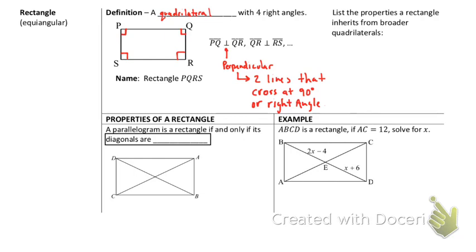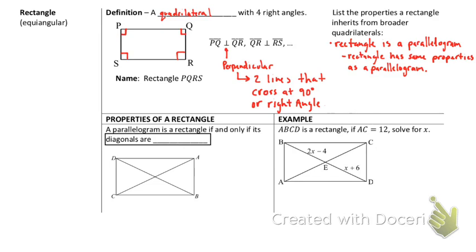Okay? If you remember the Venn diagram, a rectangle is a parallelogram. Because a rectangle is a parallelogram, all the properties of a parallelogram are the same properties of a rectangle, because they are essentially the same shape. To add to that, because it's a rectangle, it has an additional property that we're going to talk about here.